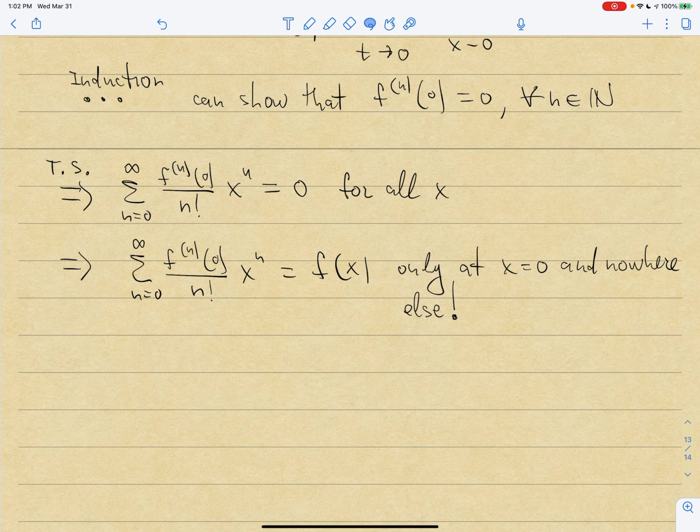Okay, and so that is the last thing that I was going to say about differentiation, and then next time we're going to start discussing integration.